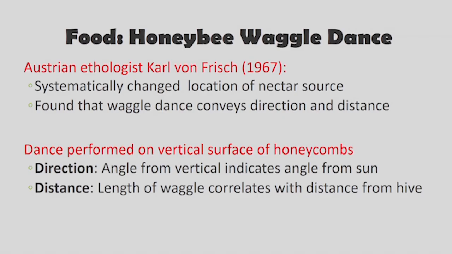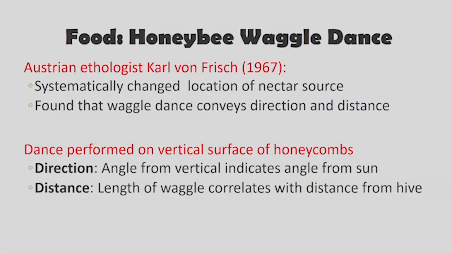Now, let us start looking at the four F's, or the four primary reasons why animals communicate. The first one is food. Austrian ethologist Karl von Frisch, in 1967, was one of the first scientists to describe the honeybee waggle dance as a communication about resources. So, Karl von Frisch was one of the leading scientists who described that food is one of the reasons why animals communicate. The model that he used to describe this is the honeybee waggle dance.